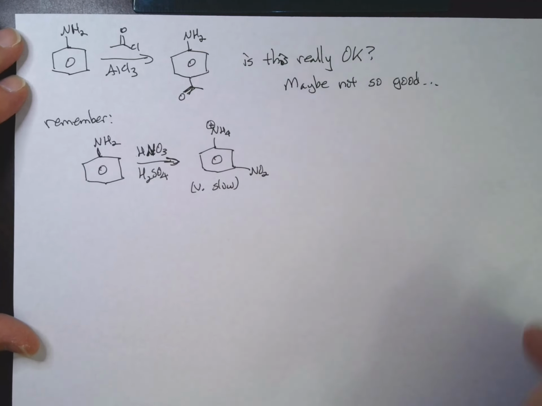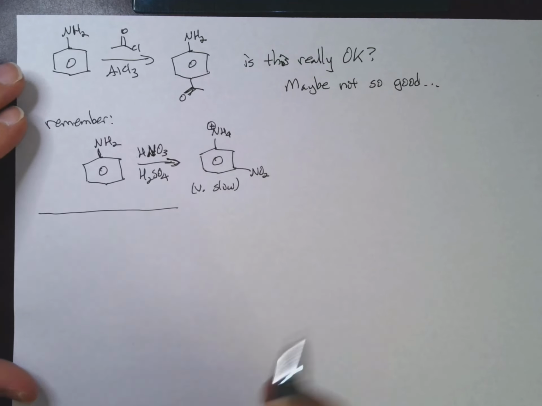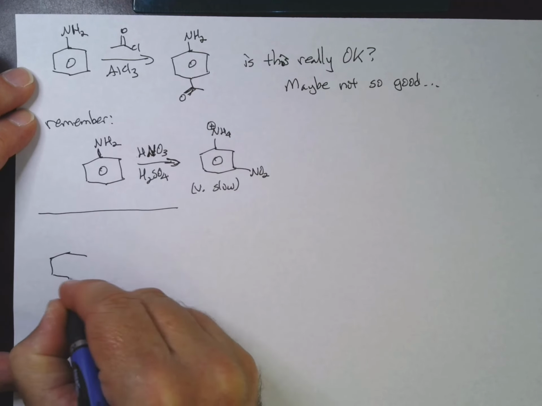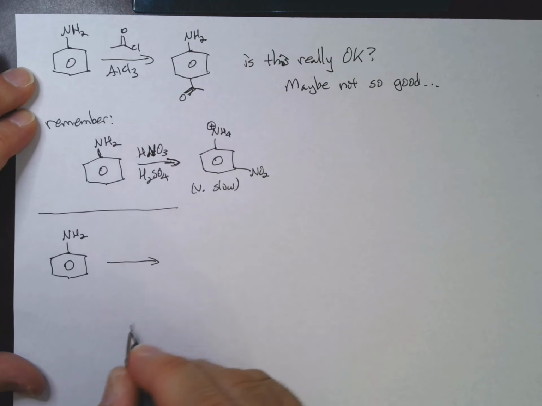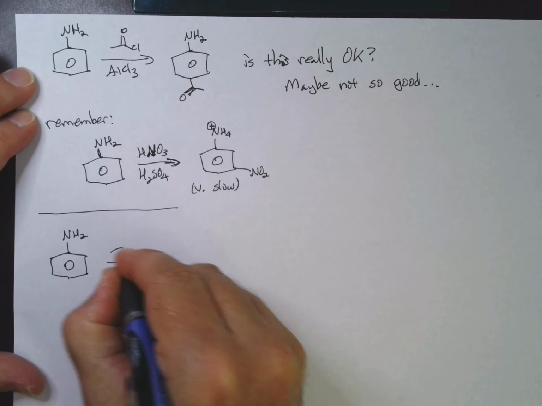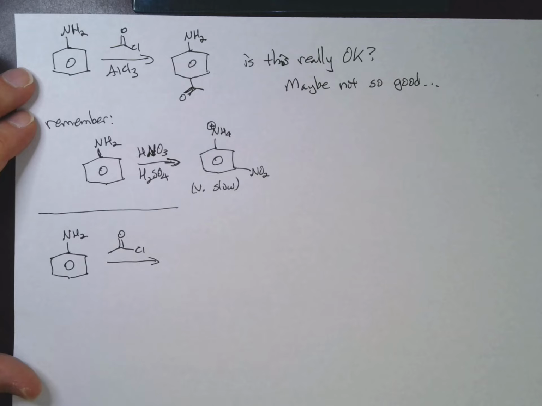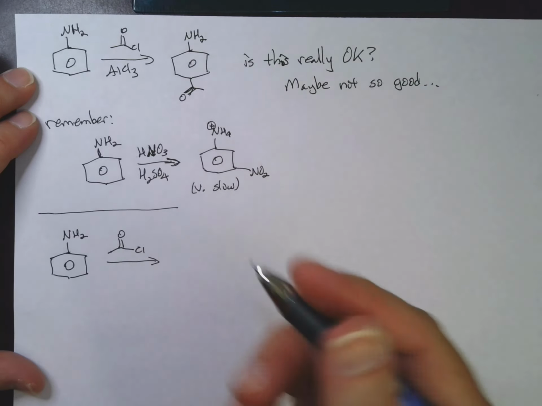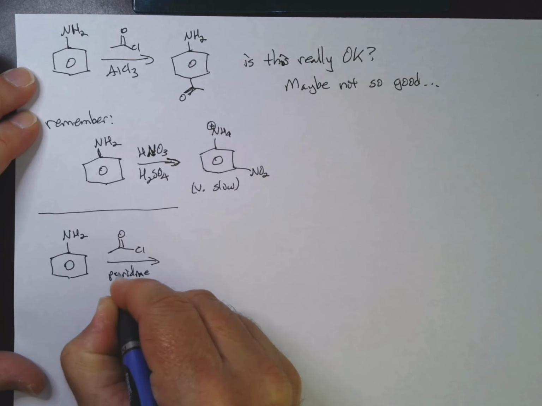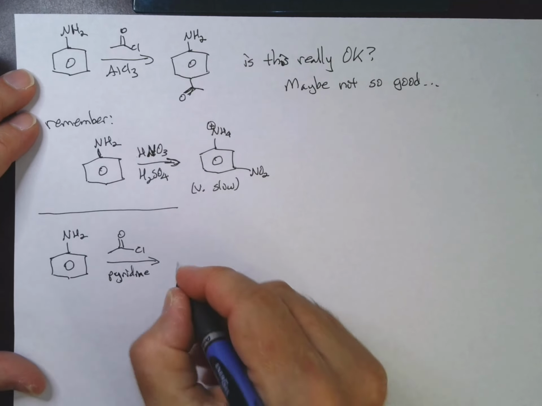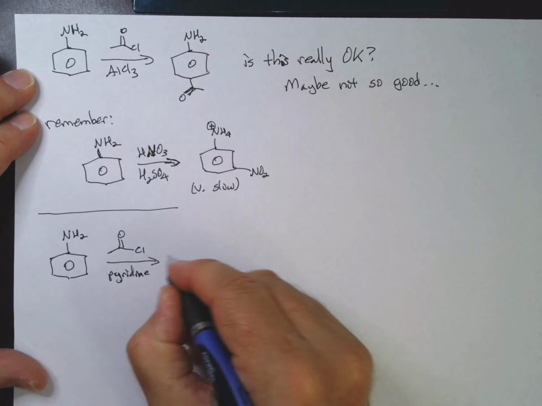Okay, but let's make it good. How are we going to make it good? Well, let's take aniline and go ahead and treat this with acetyl chloride. You could actually do acetic anhydride. That works as well. We'll do pyridine. I think the anhydride will be less likely to do some side reactions.